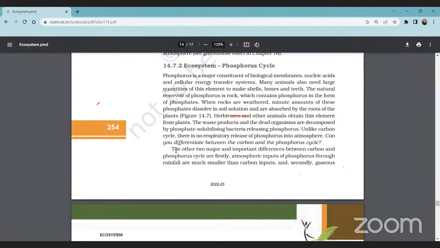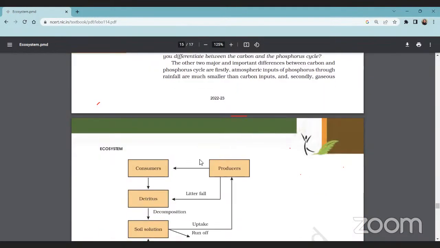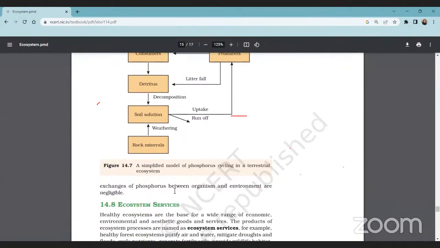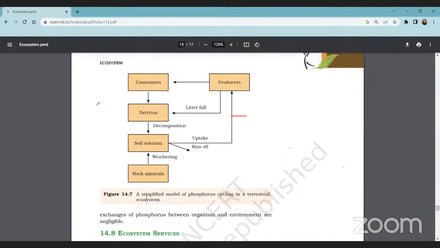And next, the other two major and important differences between the carbon and phosphorus cycle are, firstly, atmospheric inputs of phosphorus through rainfall are much smaller than the carbon inputs. And secondly, gaseous exchange of phosphorus between the organisms and environment is negligible. Here is the simplified model of phosphorus cycling.